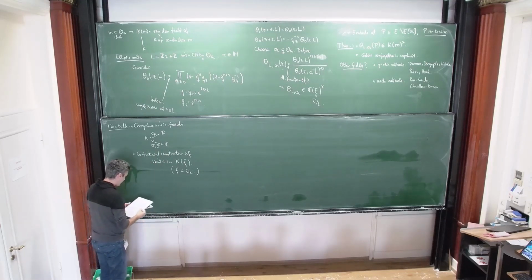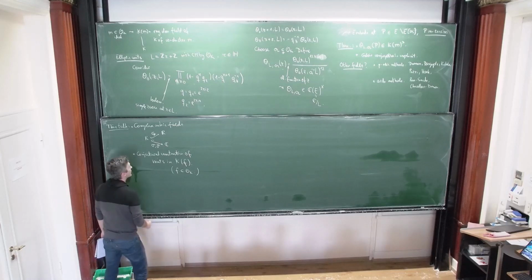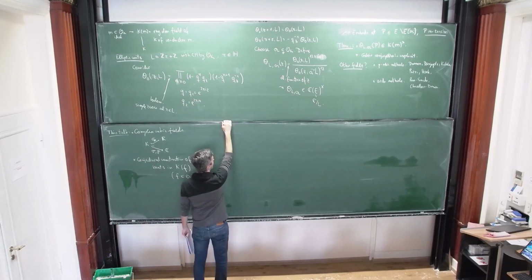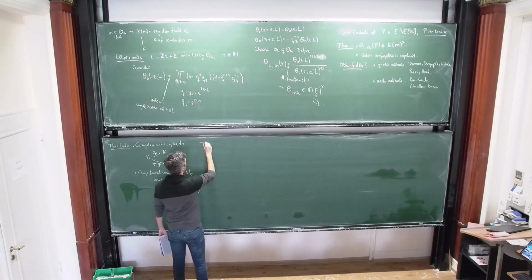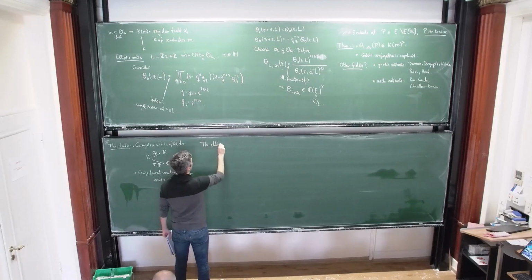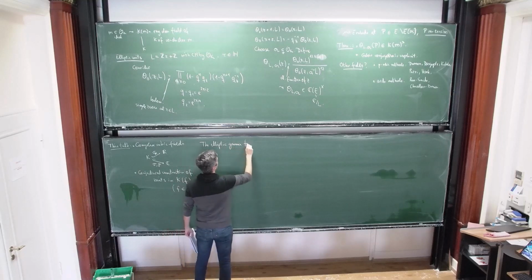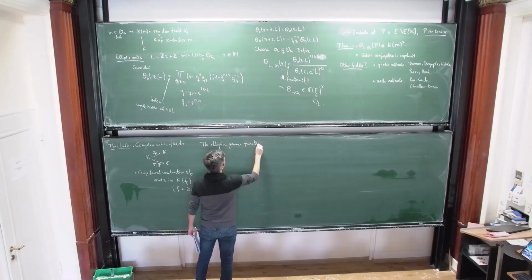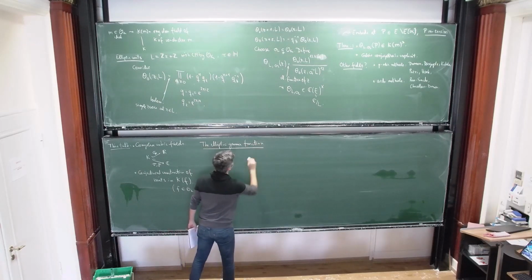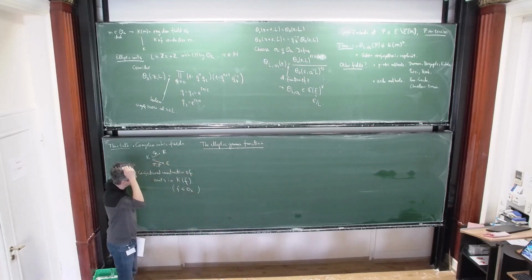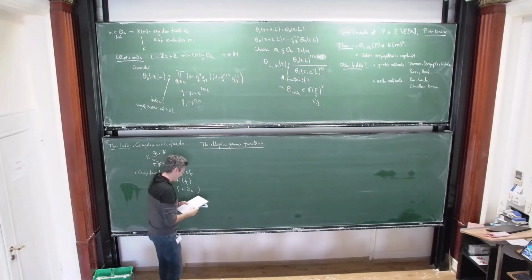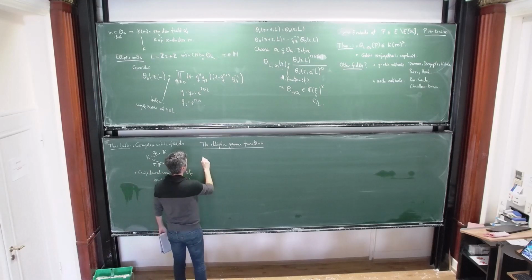But instead of using the theta function, we're going to use the elliptic gamma function. So I'm going to talk a bit about this function, which was defined much more recently. So let me first tell you what it is.